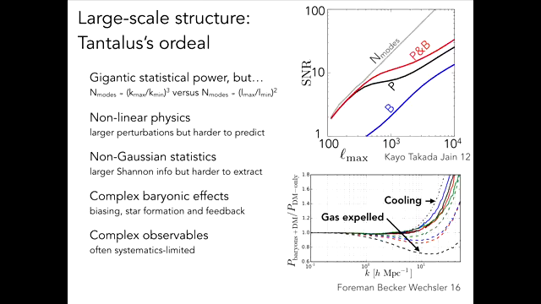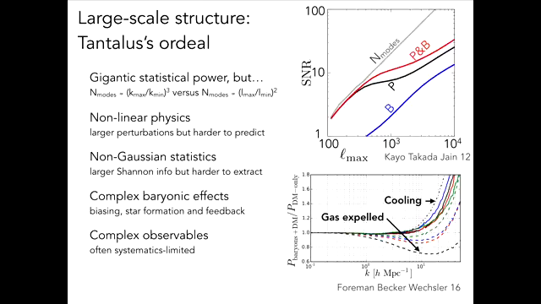But on the other hand, accessing the information that's in this gigantic statistical power is complicated because of several reasons that I tried to list here. On the one hand, you're dealing with nonlinear physics, the evolution of perturbations, these acoustic waves that have now collapsed and become large. And as we all know, nonlinear physics is always trickier than linear physics. A consequence of this nonlinear evolution is a more complex statistics. So the Fourier modes that were initially independent and Gaussian are now no longer independent and no longer Gaussian. So the power spectrum is no longer the end of the story like it was in the previous slide.